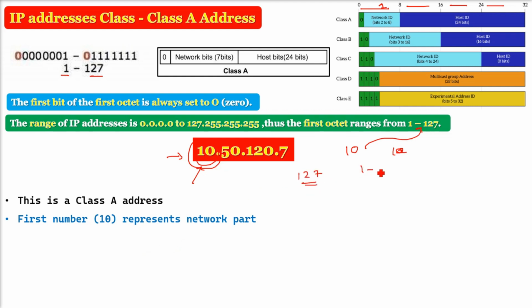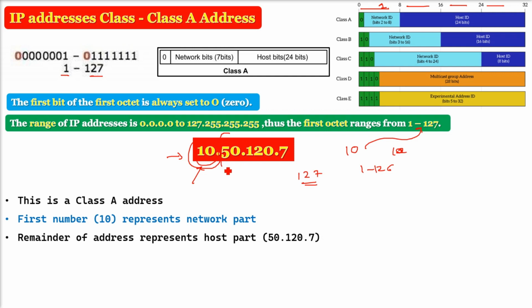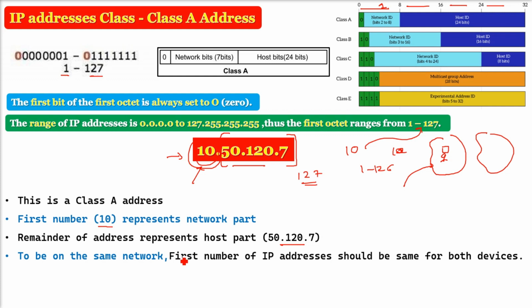127 we don't assign, as I just indicated earlier. We just see from 1 to 126. The first octet is 10, so it belongs to a class A address. And the other part, which is 50.120.7, is what? It is a host address. So there can be multiple networks, that is decided by 10, and 50.120.7 is deciding what is the host, what is the computer, what is the tablet inside that particular network.